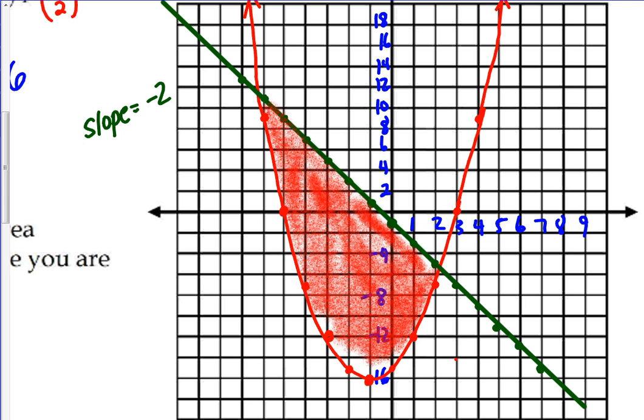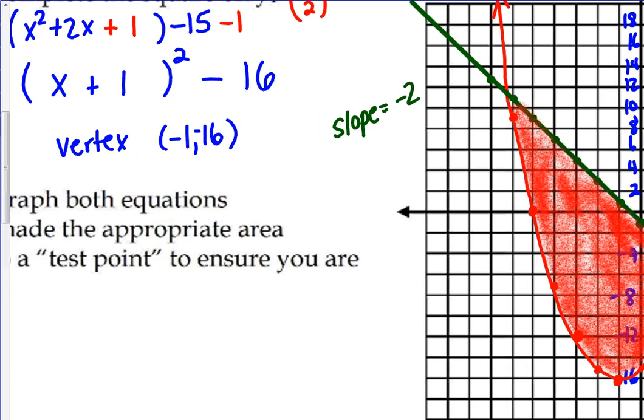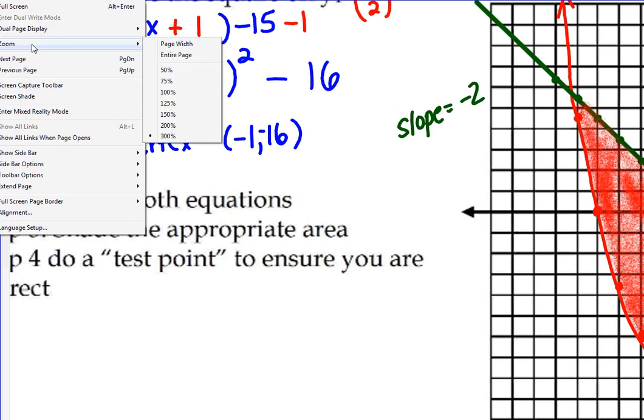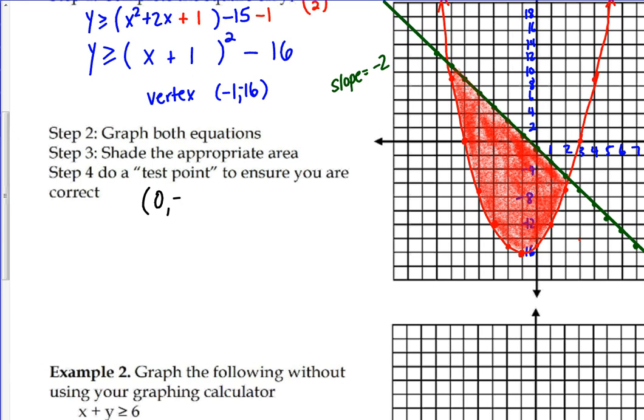Any point within this, between their intersection points and then below the line above the parabola, any point within there is our solution for this. If it says this is a system of inequalities, so it has to work for both of them because it's a system. So what would be an example of a solution? What point? Give me a point that would actually work. 0 and negative 12. So I'm just going to zoom out for a second. Okay, so a test point would be, for example, 0 and negative 12 should work for both. And you have to check with both.